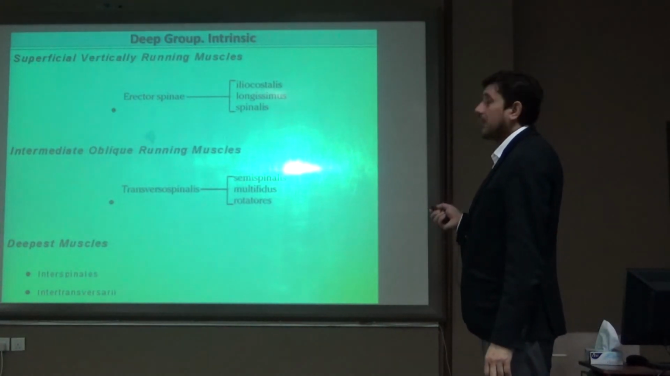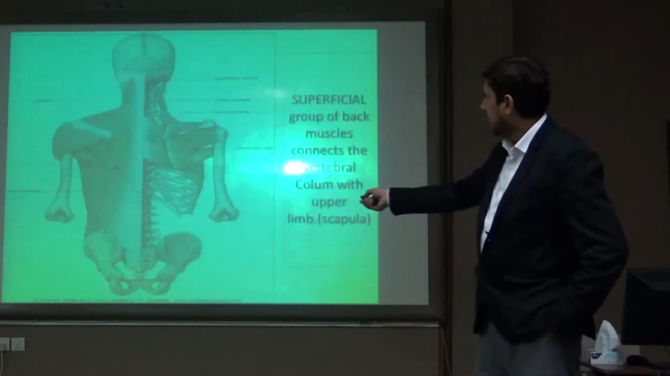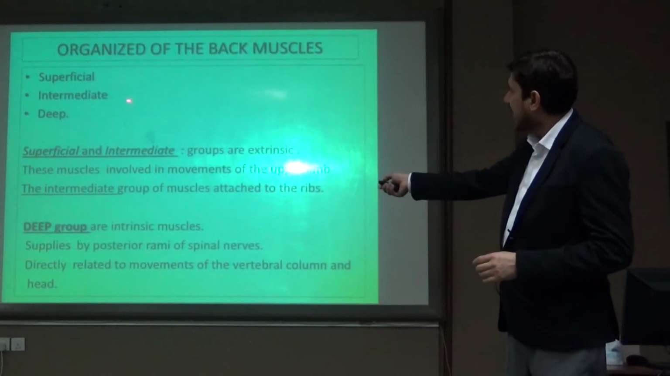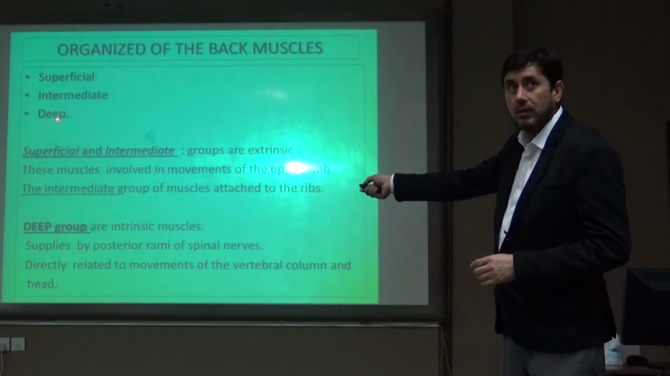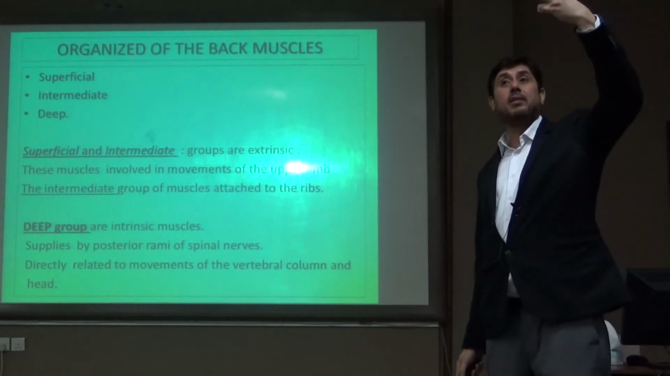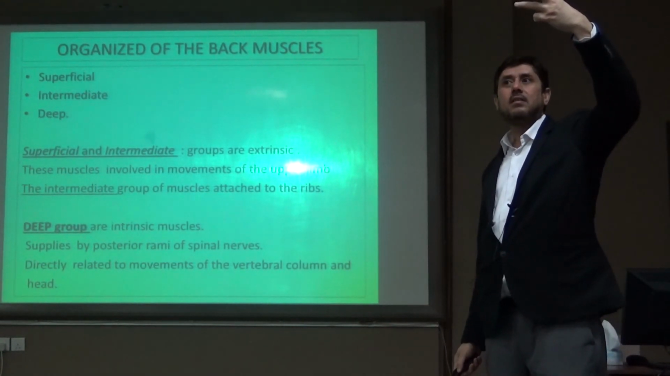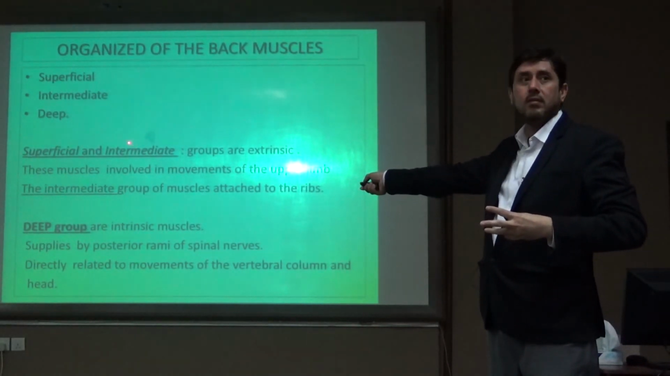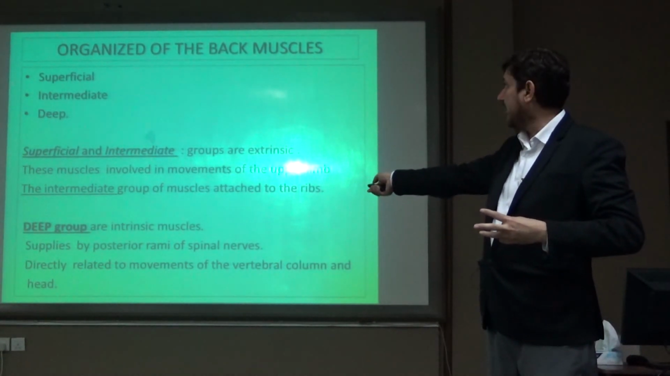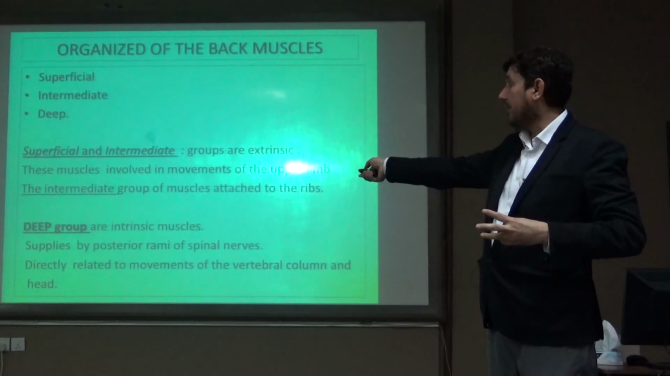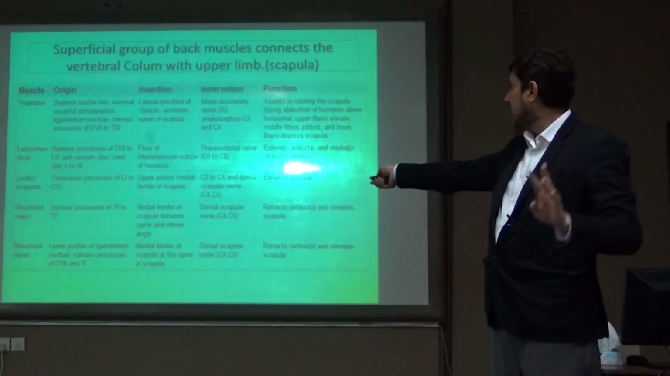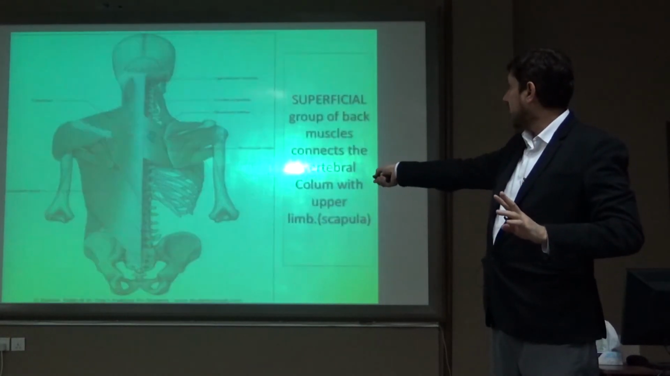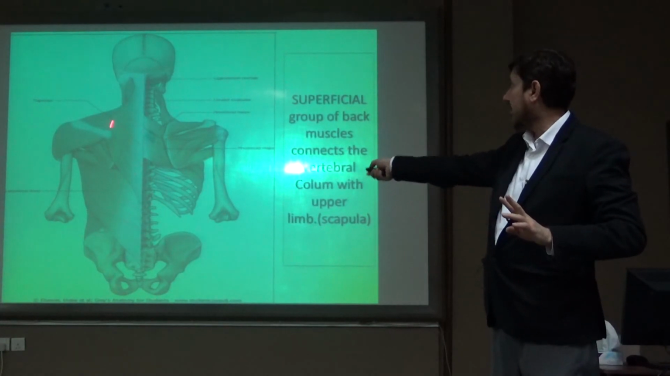Now the deep group of the muscles, please look at this. I'm going again and again. Deep muscles are further divided into three parts. How many parts? Three. Don't mix this up. Deep muscles are divided into three, not superficial. Superficial are only five muscles. These are superficial.